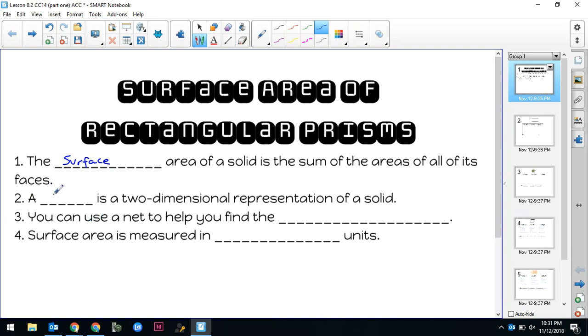Number two relates to what we looked at yesterday. A net is a two-dimensional representation of a solid. So we talked about how when you unfold a three-dimensional shape, it becomes two-dimensional. And so if it helps you to imagine the nets when you are finding surface area, then you can draw that out. I find that with rectangular prisms, it's actually easier to try to imagine the three-dimensional version. But if we want to refer to the net, that's fine. Okay, so in number three, you can use the net, just as I said, to find the surface area.